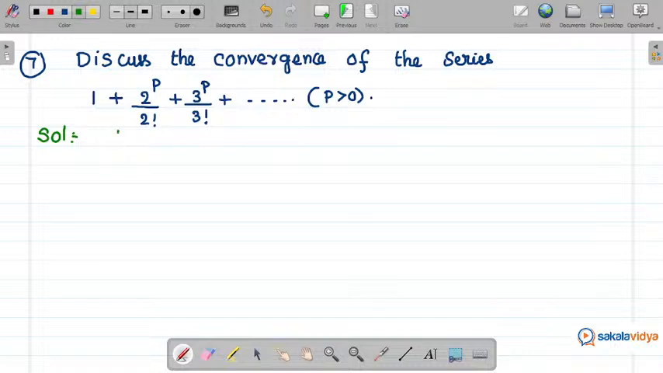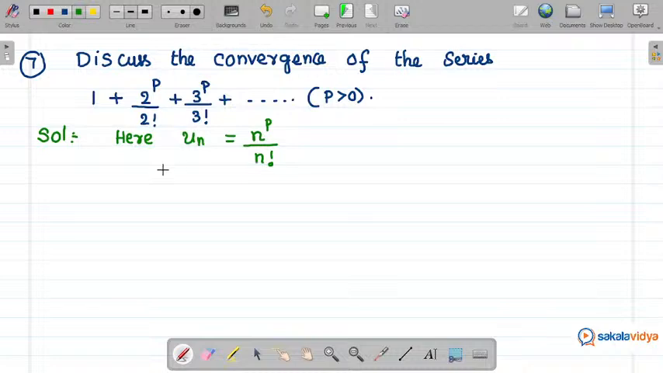Here the nth term un is equal to, 1 to the power of p by 1 factorial we can write. So this is 2 to the power of p by 2 factorial, 3 to the power of p by 3 factorial. So un becomes: 1, 2, 3, the nth term is n, so n to the power of p. Next we have 1 factorial, 2 factorial, 3 factorial, and so on, we have n factorial. Obviously this will be the nth term.